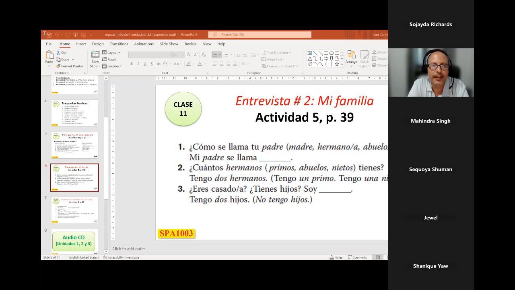Shane, ¿cuántos hermanos tienes? Tengo uno hermano. Okay. In that case, you should say not "uno," "un." Tengo un hermano. Tengo un hermano. Okay. ¿Y cómo se llama tu hermano? Pardon me? ¿Cómo se llama tu hermano? Like, mi padre se llama. ¿Cómo se llama tu hermano? Mi hermano se llama Chantal. Ujú. Ok.